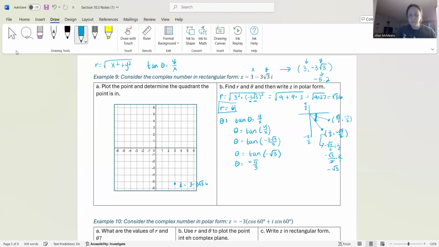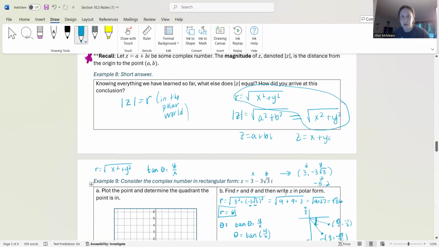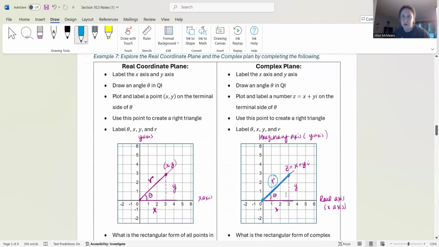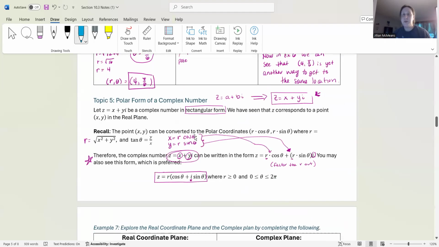Okay? But let's really think about this. Let's mosey back just a smidgen. Well, maybe more than a smidgen. Let's mosey back here. We have polar form of a complex number. We go through some review stuff, and then we talk about the actual polar form of the number. And what we haven't talked about yet was this right here.